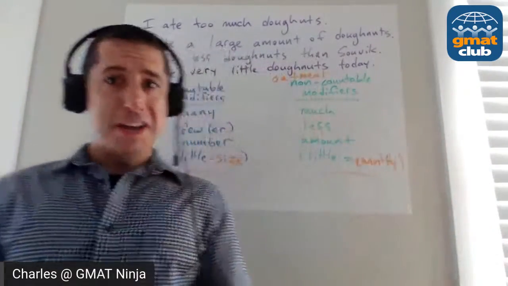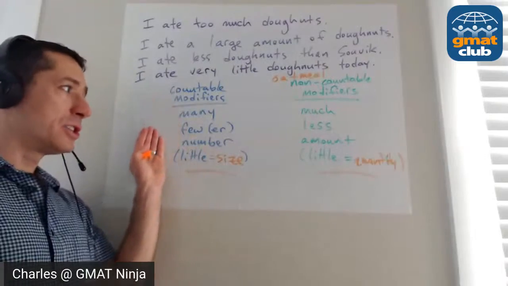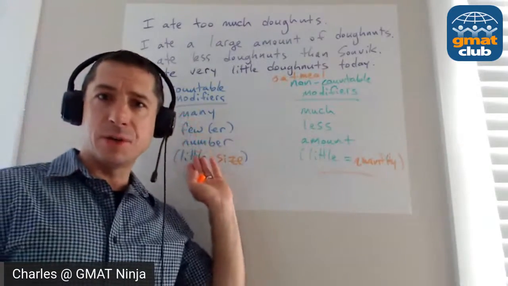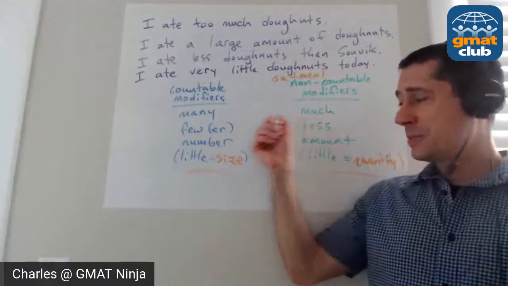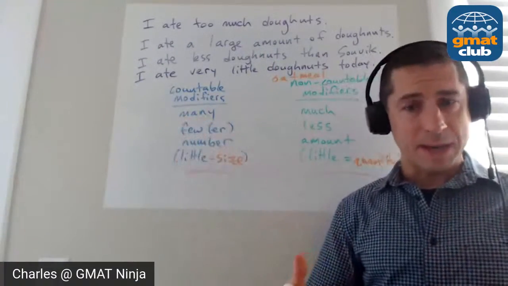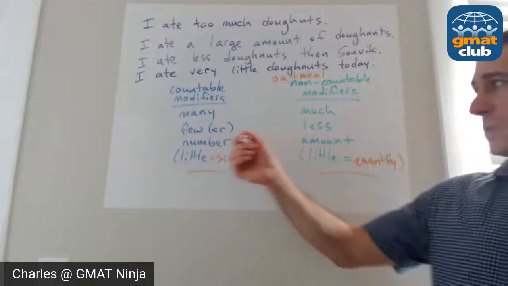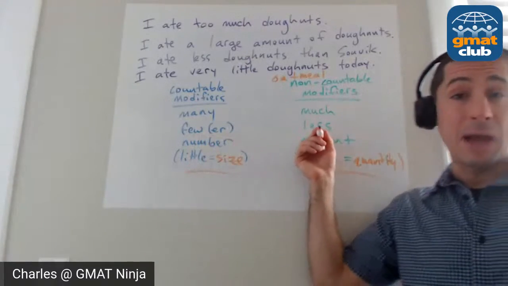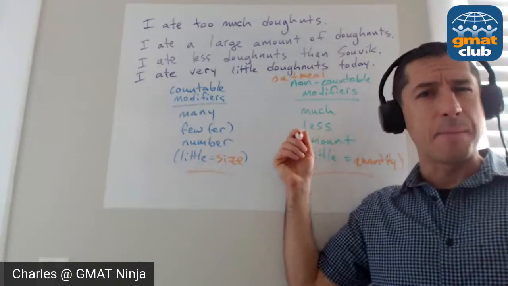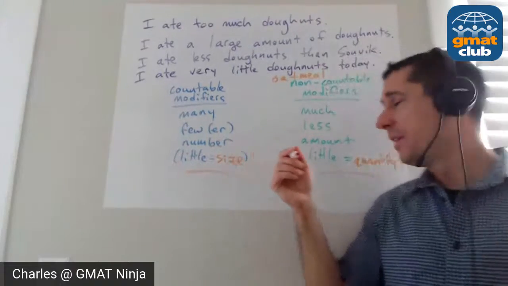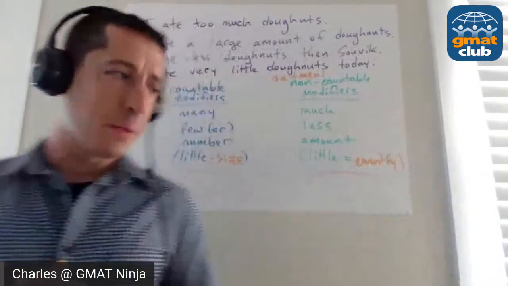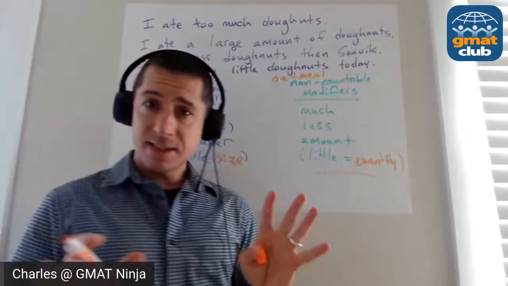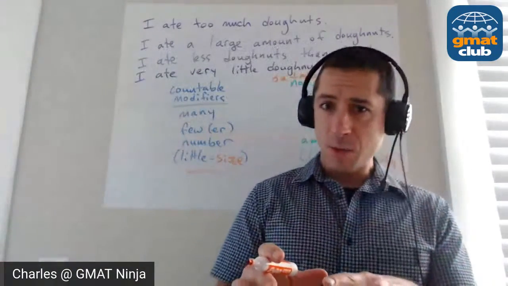So level 1 of countable and non-countable modifiers. Just make sure that these guys jump off the page at you. If you see a choice between many and much, think about what's being modified. You see a choice between less and few, think about what's being modified. If you see a choice between amount and number, or even if you just see amount hanging out by itself, just think, okay, is that modifying a countable noun? If so, it's a problem, because amount can only modify something that's not countable. That's it for the basics. I'll give you 2 or 3 pretty easy questions to start with.